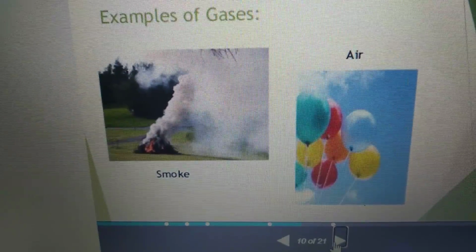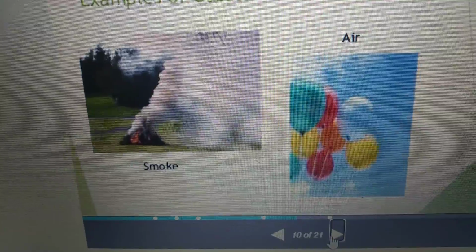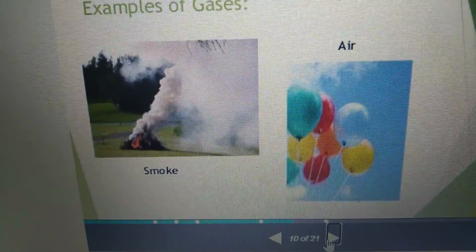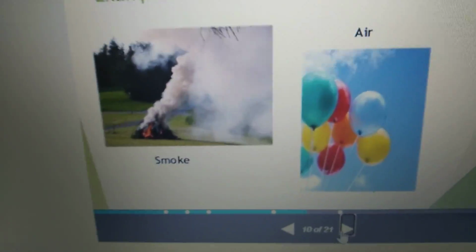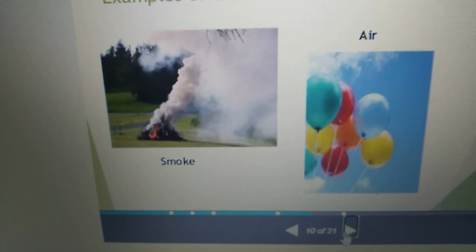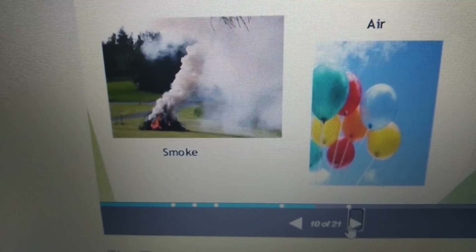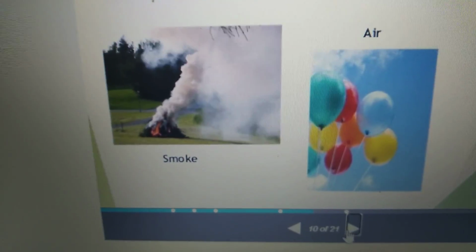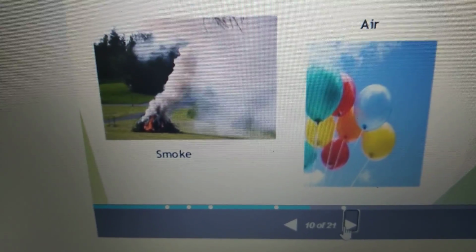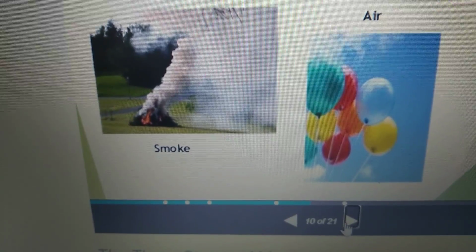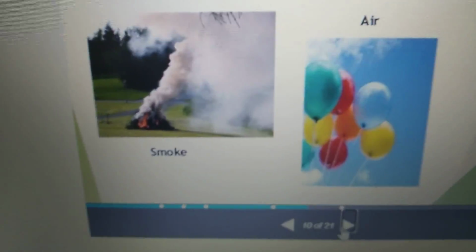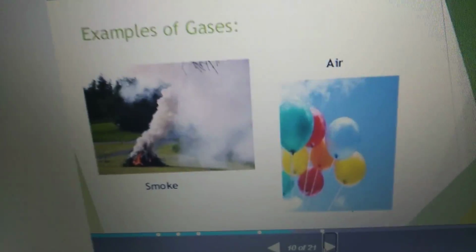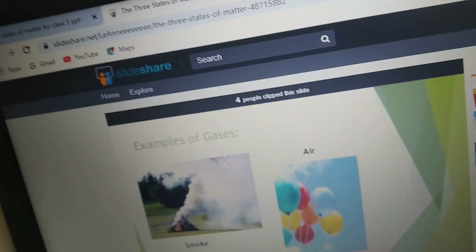Are you seeing examples of gases? Are you seeing that smoke which is coming from those areas? Yes. Here also balloons will take the air into them. That is occupying some space, isn't it? What about molecules related to gas? They are very loosely packed. And gases do not have volume, shape, and also size.